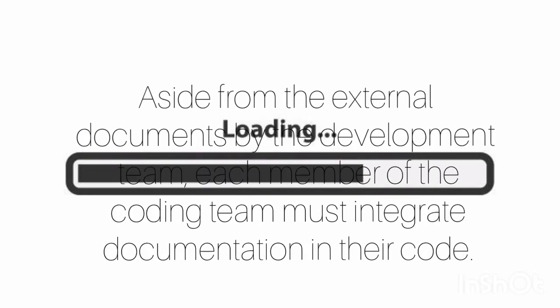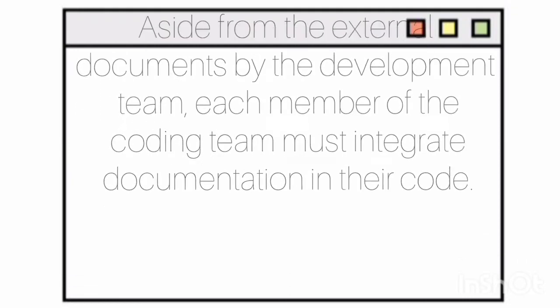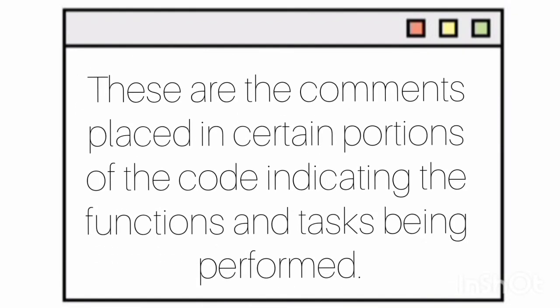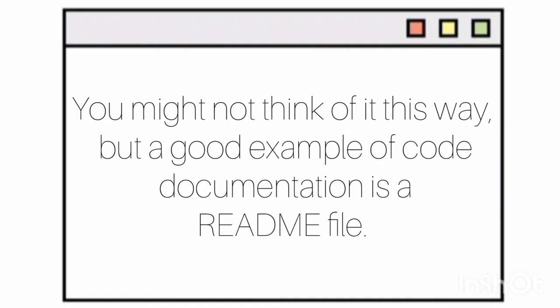Coding documentation. Aside from the external documents by the development team, each member of the coding team must integrate documentation in their code. These are the comments placed in certain portions of the code, indicating the functions and tasks being performed. It helps a lot to your efficiency in completing your task, and of course, in the debugging and maintenance. You might not think of it this way, but a good example of code documentation is a README file.